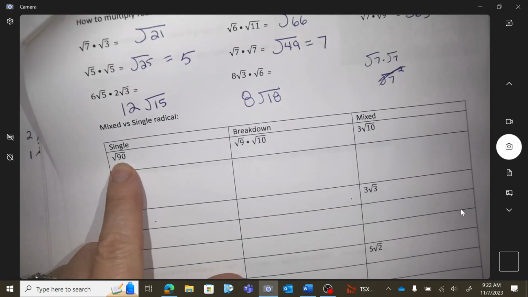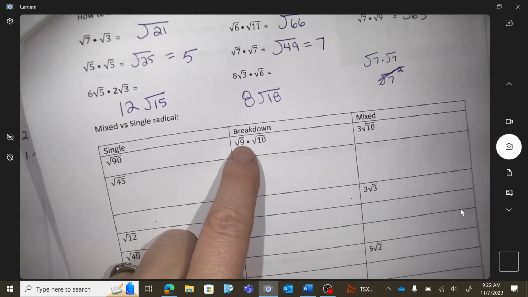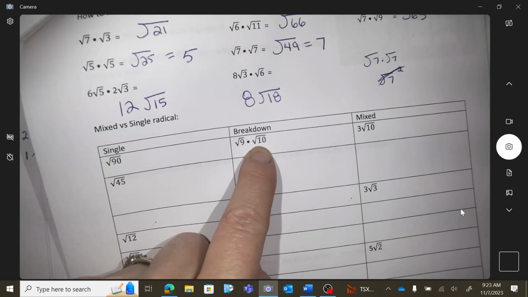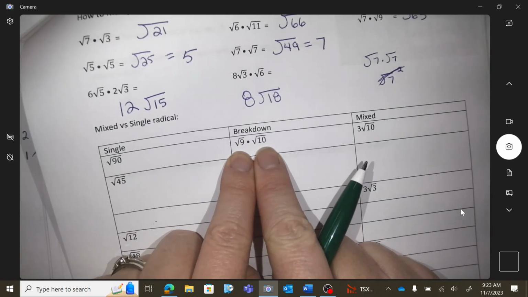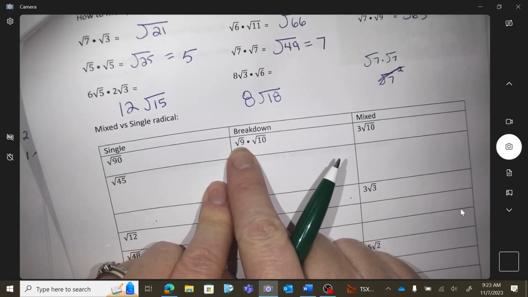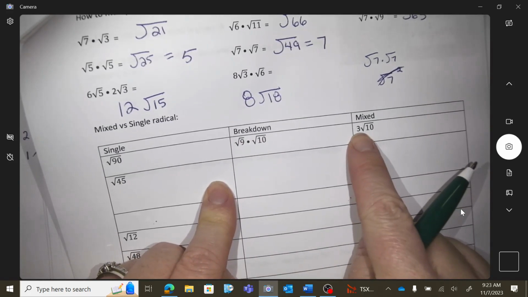So 90 is divisible by 9. So then I'm going to go root 9 times root 10. Would we agree that that still is a root 90? Then what is the square root of 9? 3.